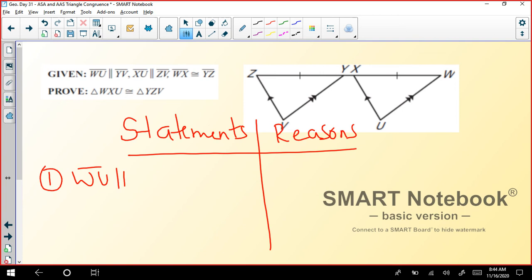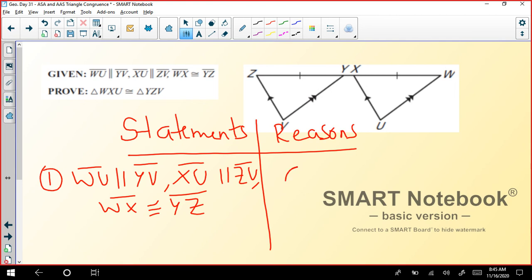WU is parallel to YV, XU is parallel to ZV, WX is congruent to YZ. That's what was given, and given is always our first step.